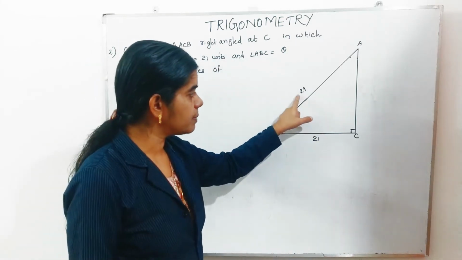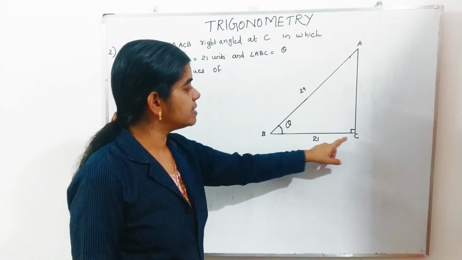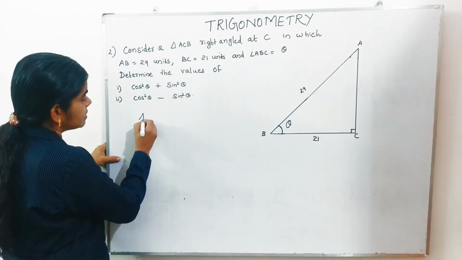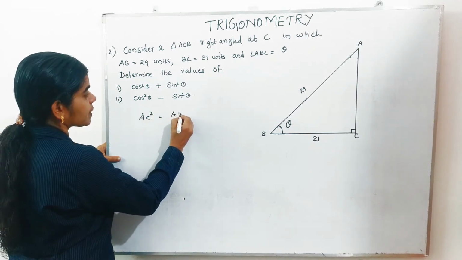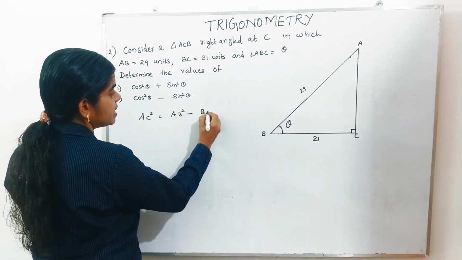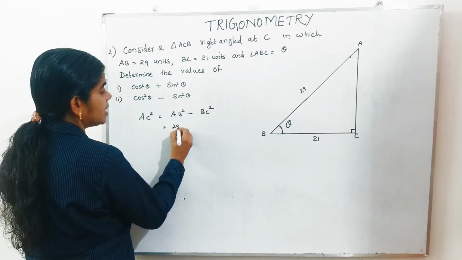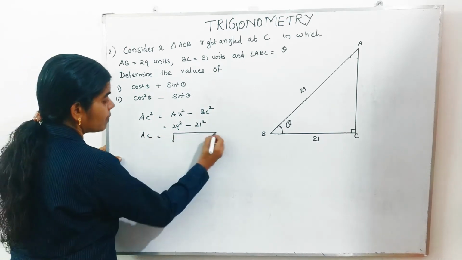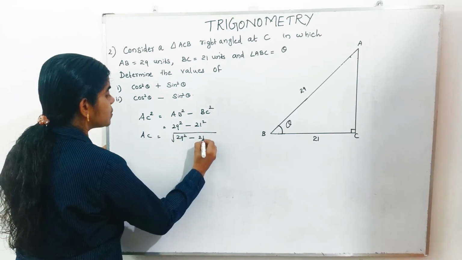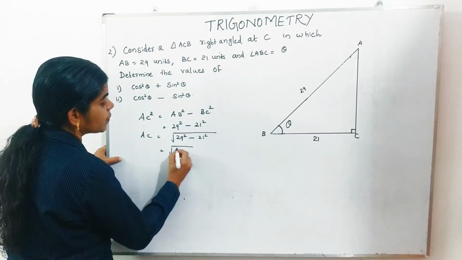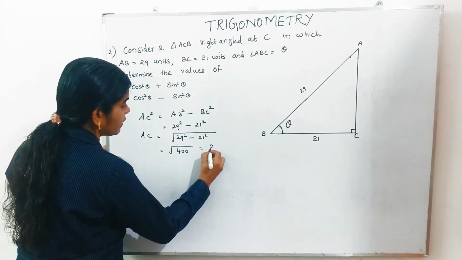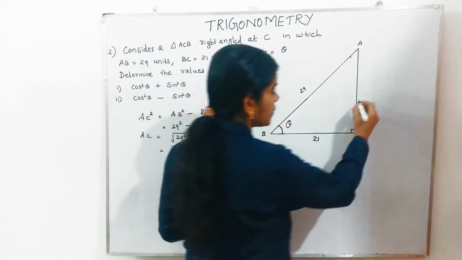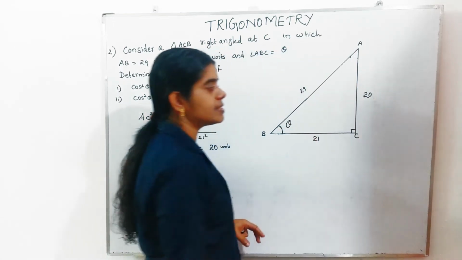Here the angle is 90 degrees, so hypotenuse square is equal to BC square plus AC square. Here AC square you want to find out. That is AC square is equal to AB square minus BC square, that is 29 square minus 21 square. AC is equal to root of 29 square minus 21 square. That you will get 400, so its root will be 20 units. AC's value you got is 20. Then all the sides you got.